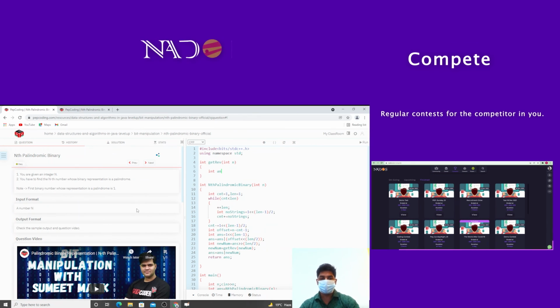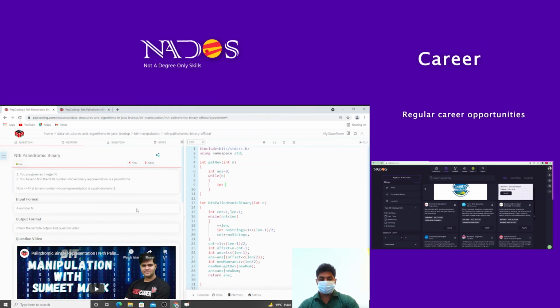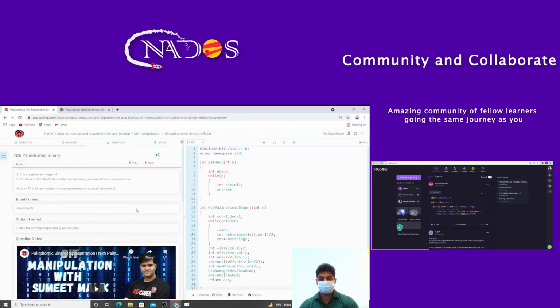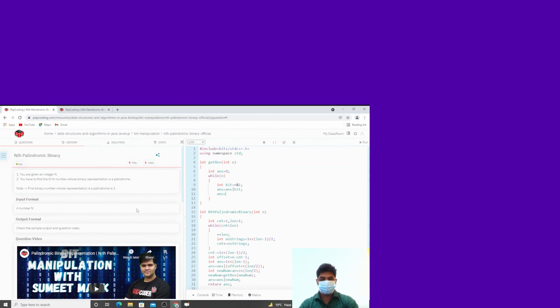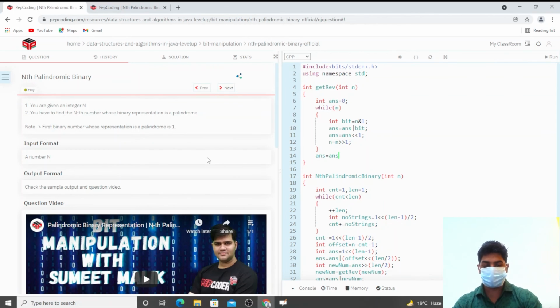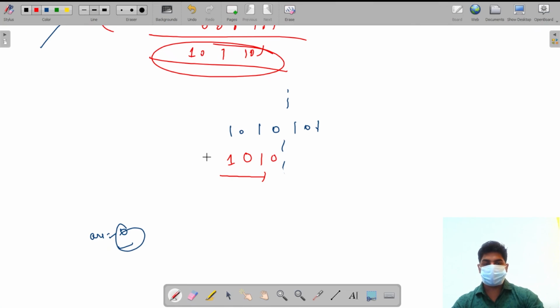So let's make a variable, integer answer equals 0. While n is not 0, integer bit equals n AND 1, answer equals answer OR bit. After that, answer equals answer left shift 1 and n equals n right shift 1. Finally, answer equals answer right shift 1, and return answer.